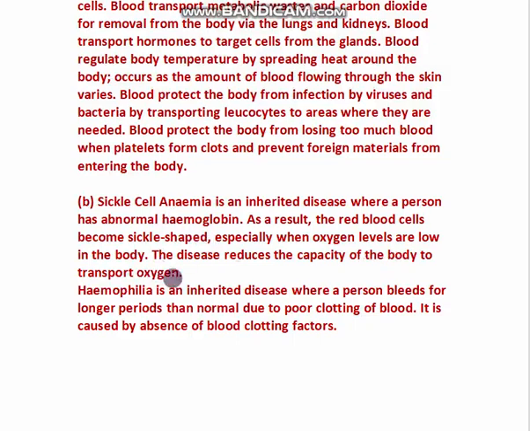Then what about hemophilia? Hemophilia is an inherited disease where a person bleeds for a longer period than normal due to poor clotting of blood. It is caused by the absence of blood clotting factors. So this is sickle cell anemia and hemophilia as blood disorders. We move on to another question.